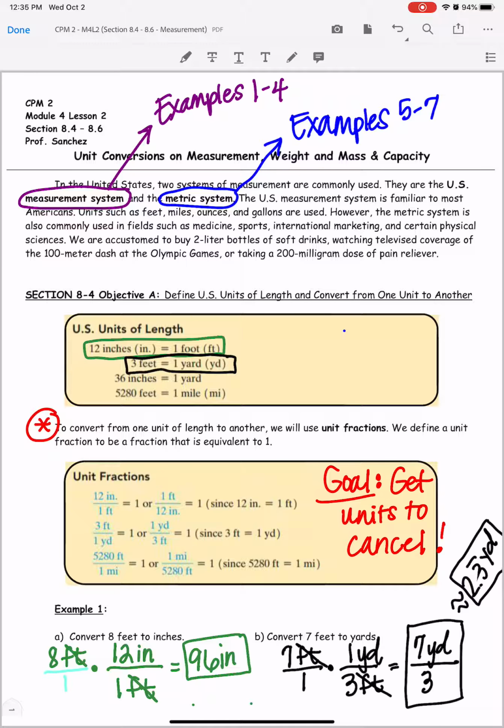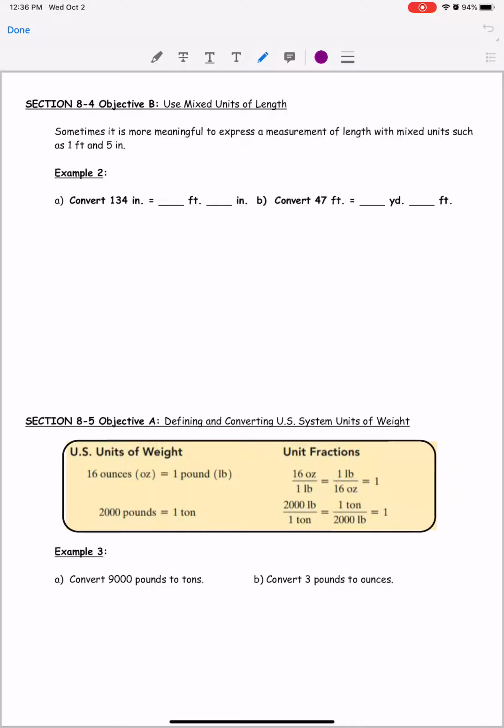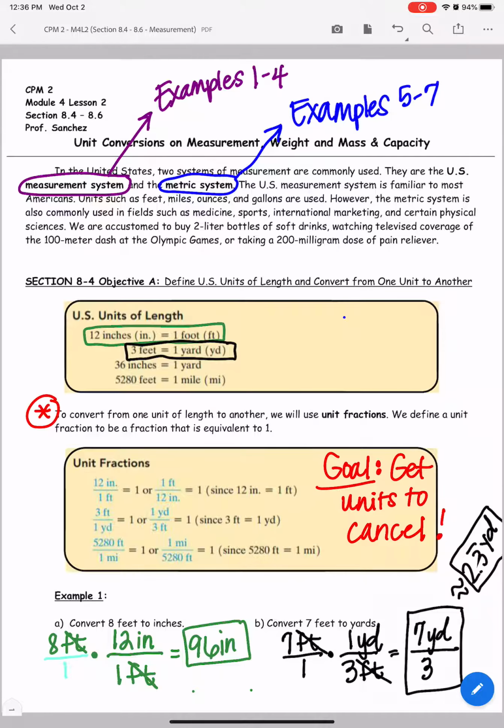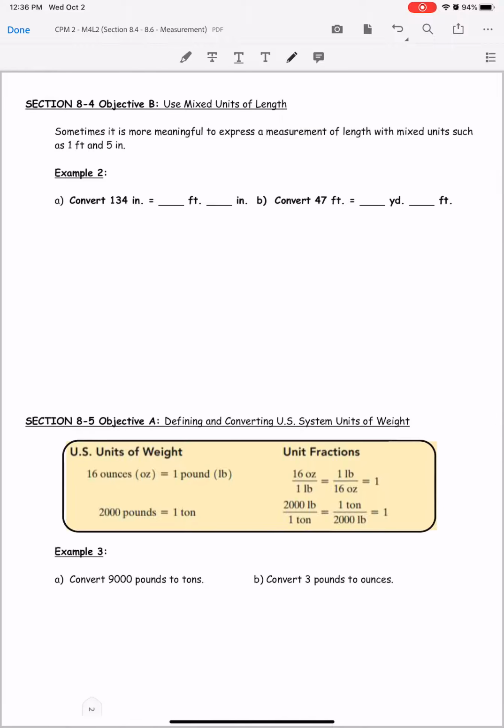Example 2 will be a little bit different though. So on example 2, now they tell me sometimes it's more meaningful to express a measurement of length with mixed units, such as 1 foot and 5 inches. So here they want to convert 134 inches to how many feet and how many inches is that? So instead of like on this page here, where it was like, how do I write this answer? Do I write it like this or like this? They're wanting these in wholes. So here, use your conversion.